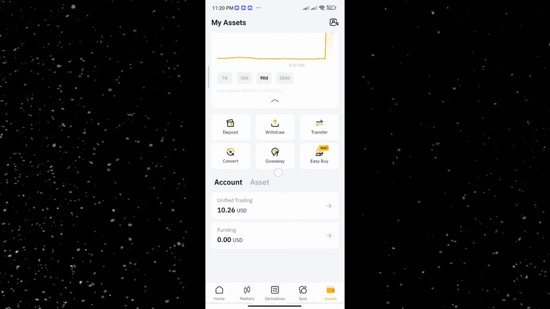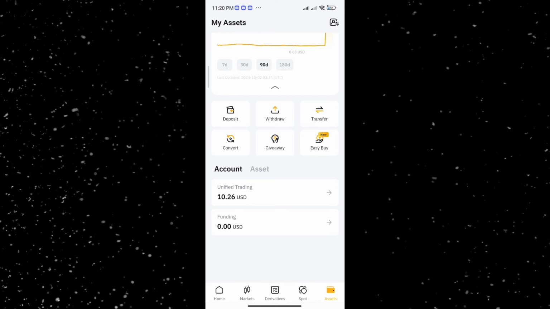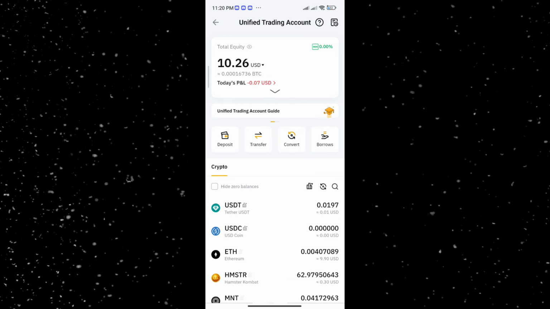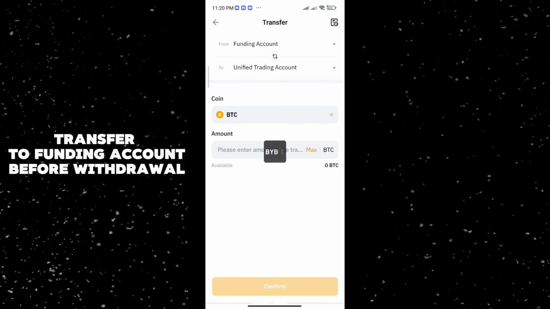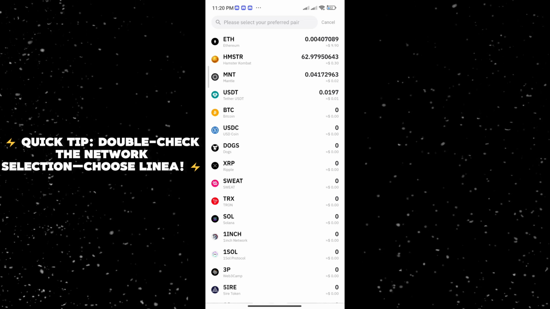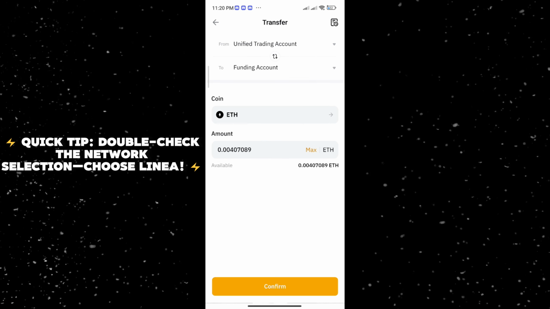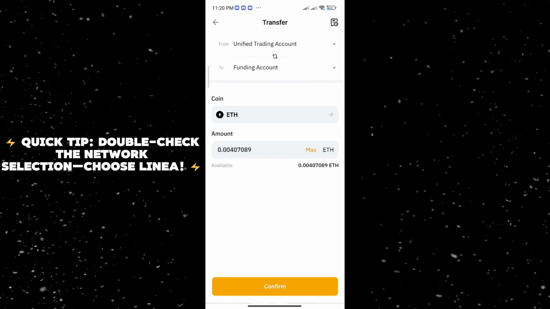Now, let's talk about the withdrawal process. If your funds are in the spot account or the unified trading account, you'll need to transfer them to your funding account before you can withdraw. Think of it like moving your money to the right pocket. Now, head to the withdraw section.